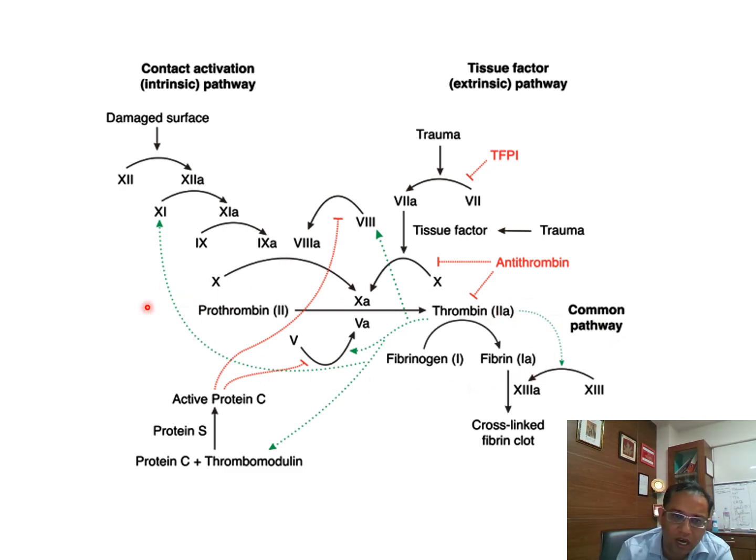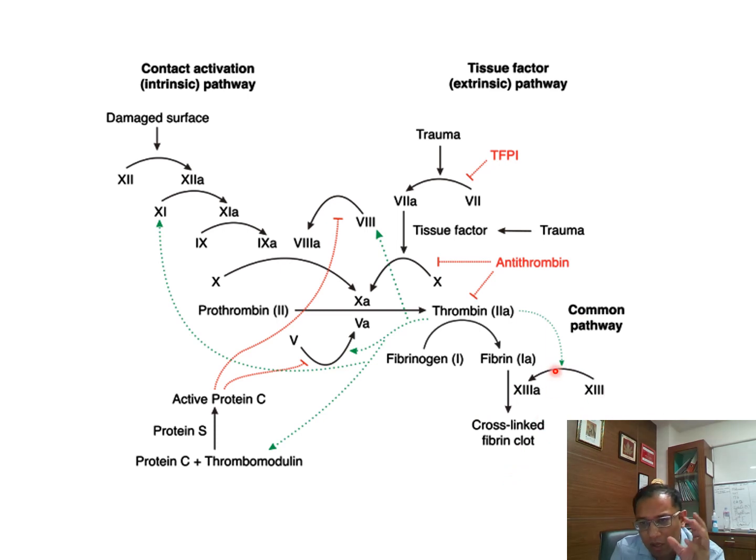Now how do you arrive to this? So there are 2 mechanisms. One is the intrinsic pathway and the second is the extrinsic pathway. We'll be dealing with each of them. But before that, you can remember there is something which is happening above the common pathway and something which is happening below the common pathway.